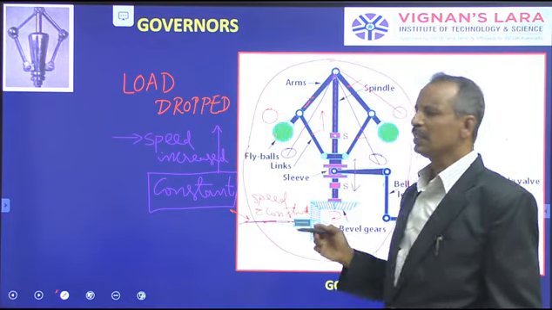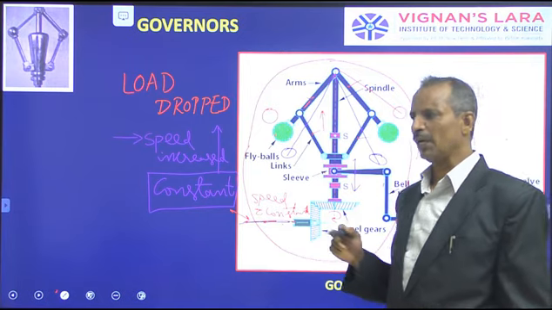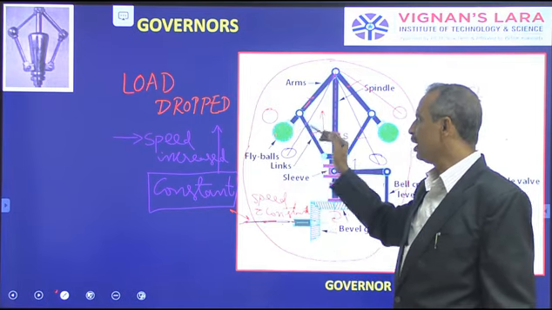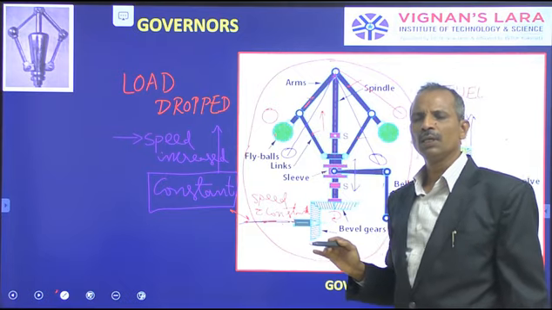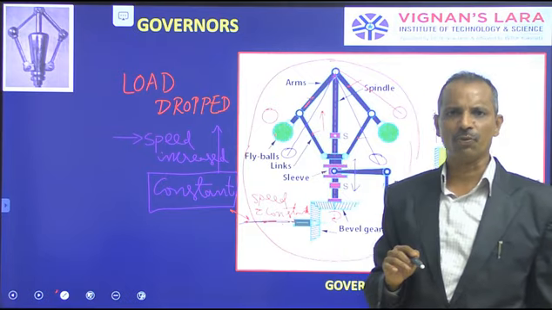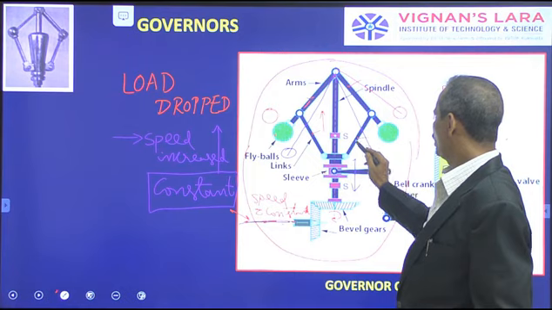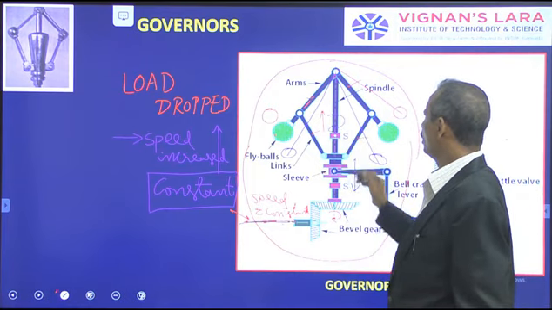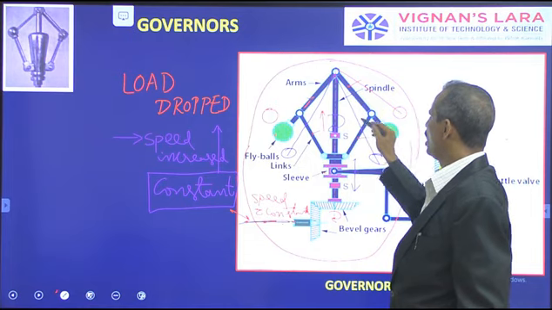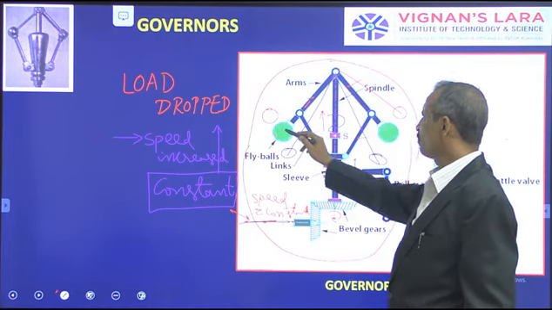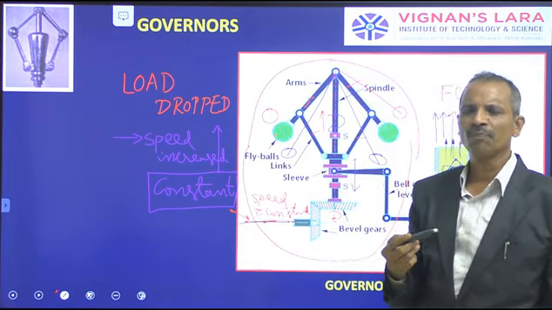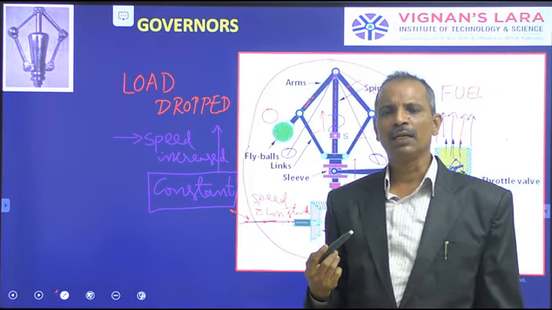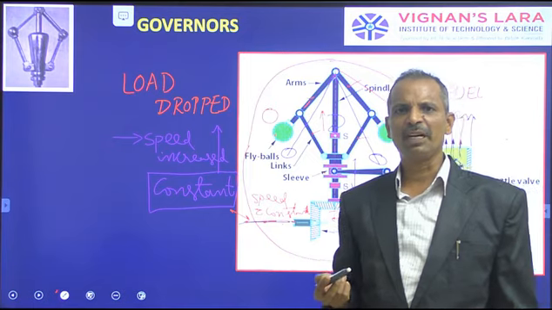Why do we call this a centrifugal category? Because here these fly balls either lifting up or dropping down is a function of the centrifugal force. Because this shaft is revolving, automatically these arms are revolving, then these fly balls also will rotate. When they rotate under a certain radius of rotation, then centrifugal force will be developed.